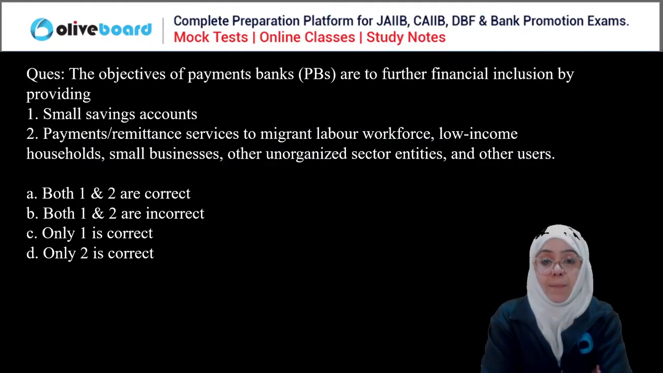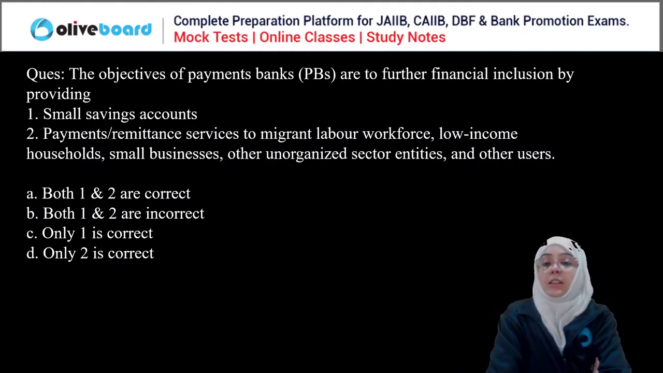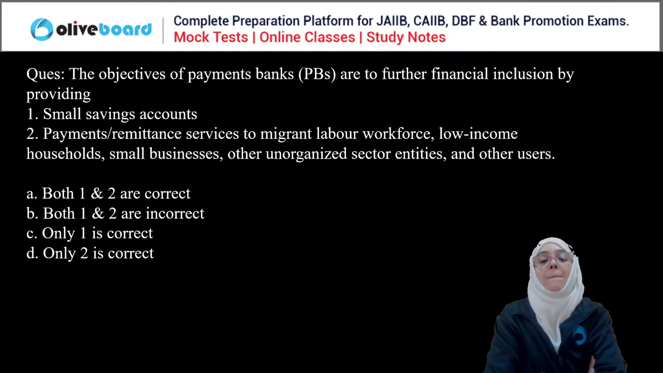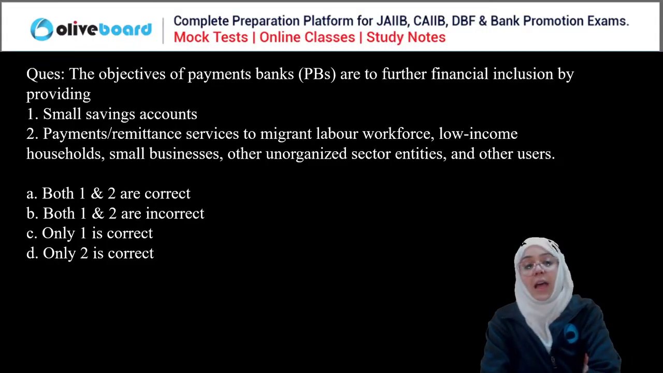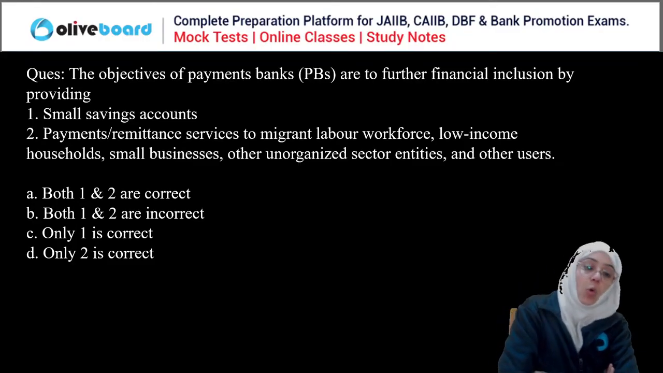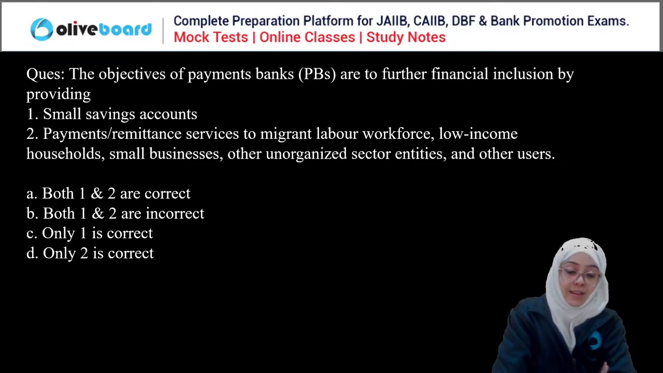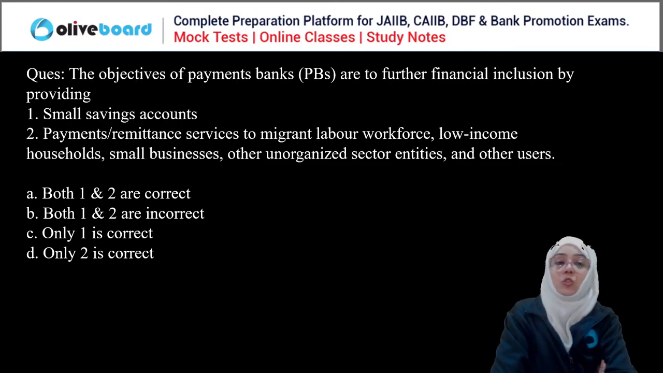The objective of the payment banks is to further financial inclusion by providing what? First, small saving accounts. Second, payment and remittance services to the migrant labor workforce, low income households and small businesses, other unorganized sector entities and users. So you have to choose. Both are correct, both are incorrect, only one is correct, or only second is correct. Everyone, please answer this question.